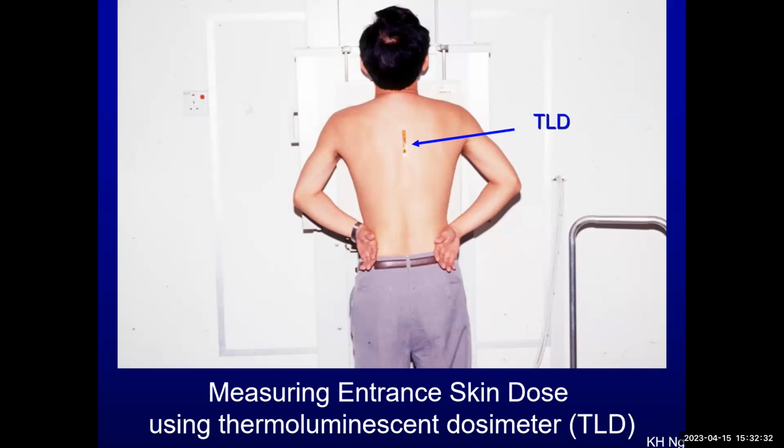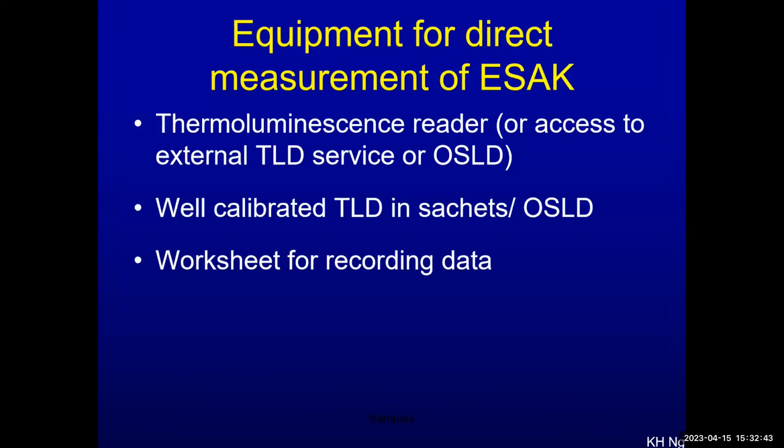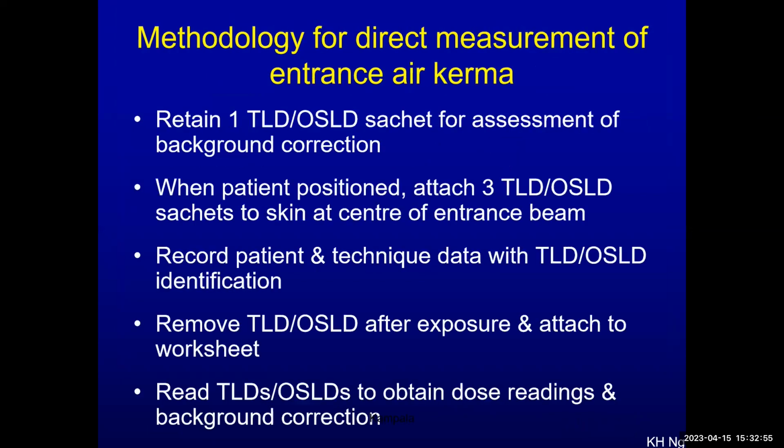This is how we put a TLD strip on the center, right? The posterior part of this volunteer is still screened from time to time. So TLD, OSLD, need to be calibrated, right? And the TRS has some nice worksheets, and many of these you can download from the IAEA website.